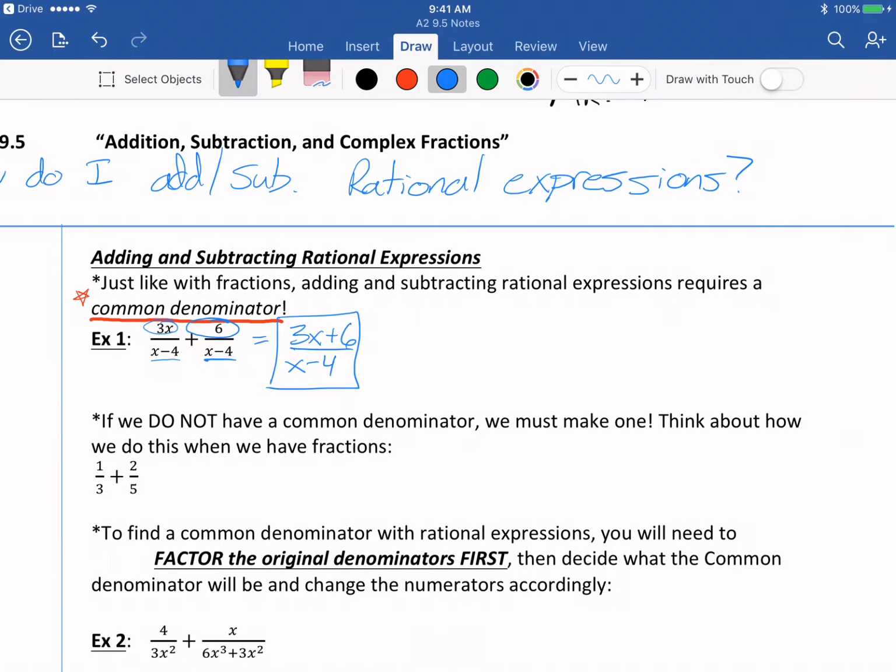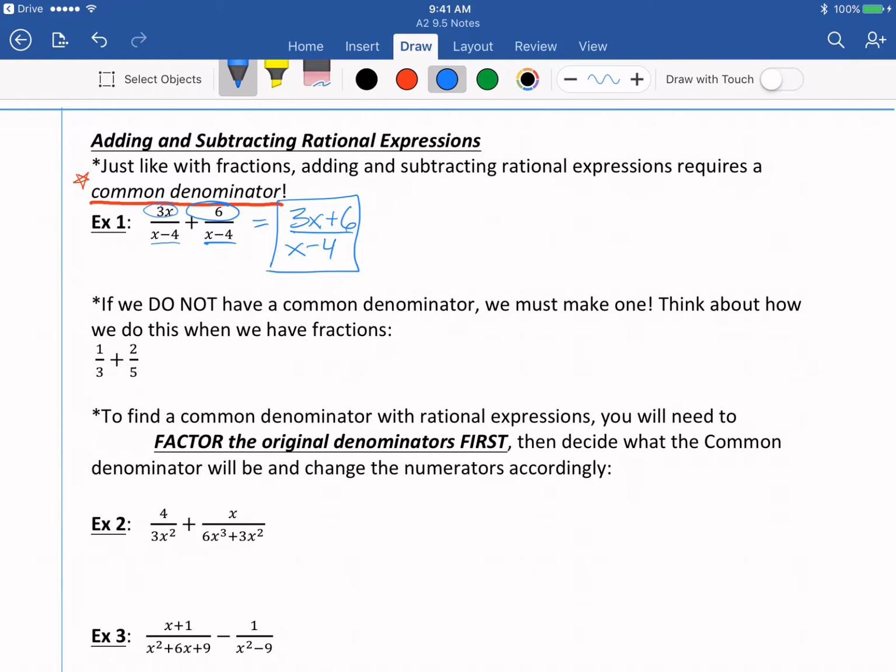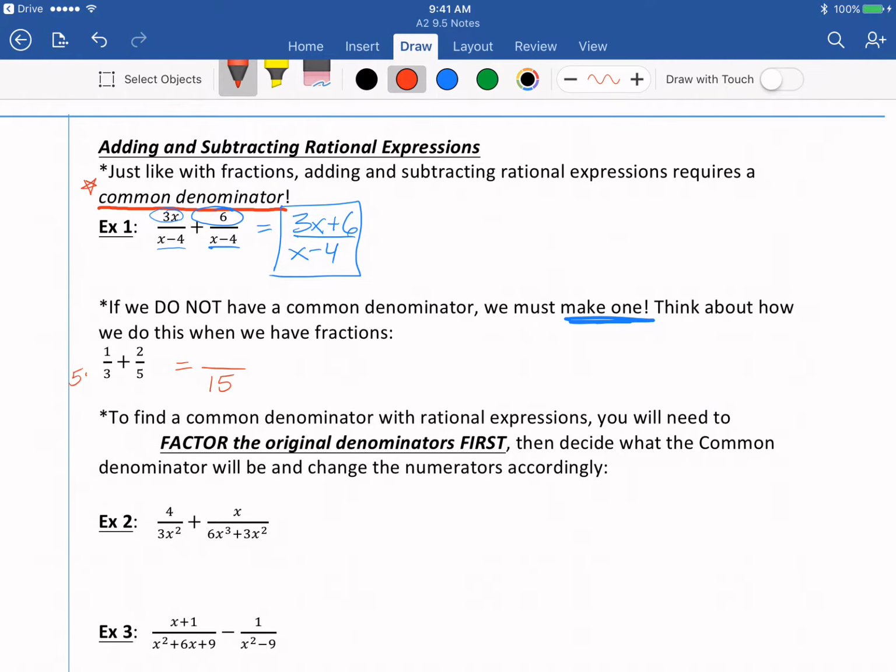If we do not have common denominators, we must make one. So think about how we did this. If we have 1/3 plus 2/5, I have to ask myself, what's the least common denominator? The least common denominator between 3 and 5 is 15, because I'm going to take that 3 and multiply it by 5, and take the 5 and multiply it by 3. So whatever I do to the top, I must do to the bottom.